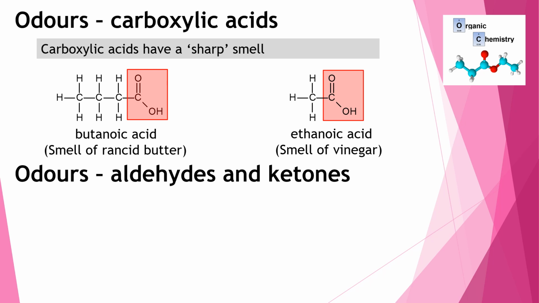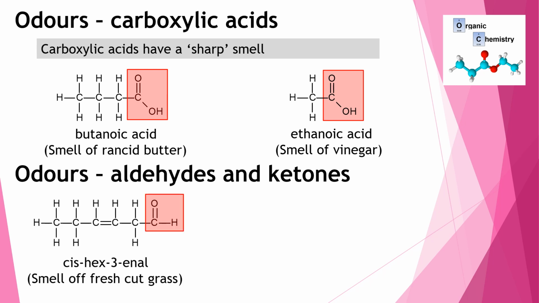Aldehydes and ketones. Aldehydes are interesting in that often an aldehyde smells like freshly cut grass. The reason that happens is because there is a chemical found in plants that, when plants get eaten, or cut, or broken, they release as a stress chemical, and it's called cis-hex-3-enal. So it's an aldehyde, and it's the smell we associate whenever we cut grass. It's actually an aldehyde, but notice it's got an alkene functional group as well.